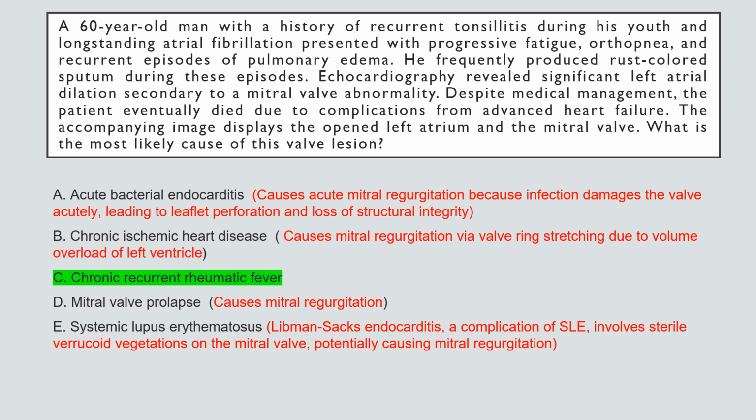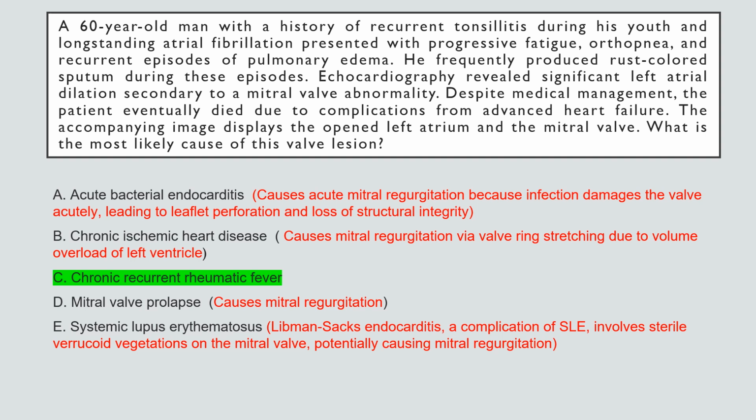Option A is incorrect because acute bacterial endocarditis caused by pathogens such as Staphylococcus aureus primarily results in mitral regurgitation and not mitral stenosis. This is because the infection damages the valve acutely, leading to leaflet perforation and loss of structural integrity, which causes the regurgitation.